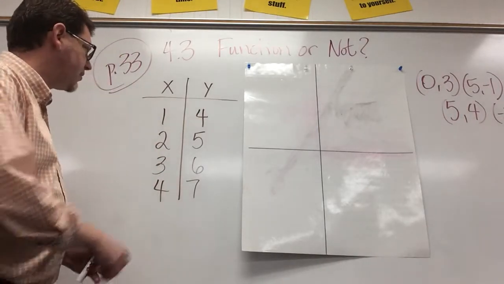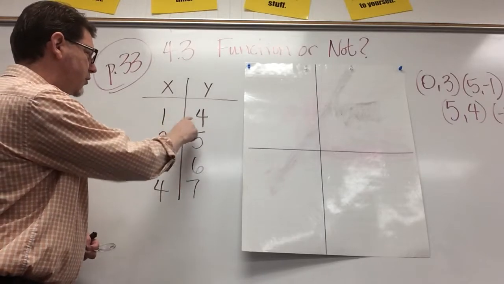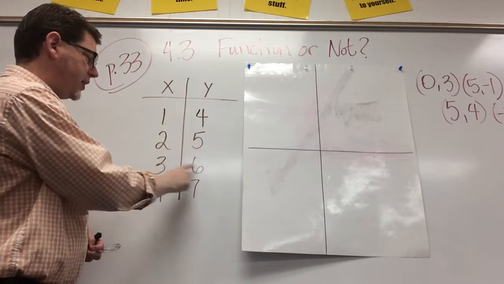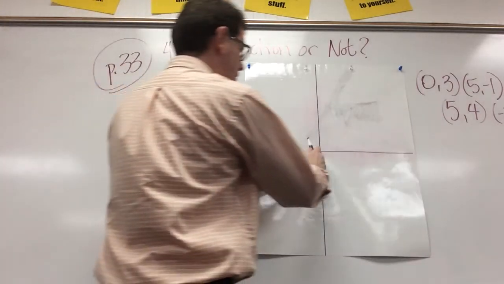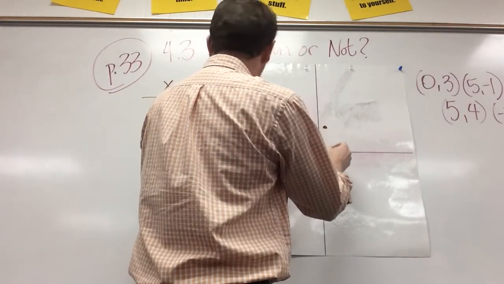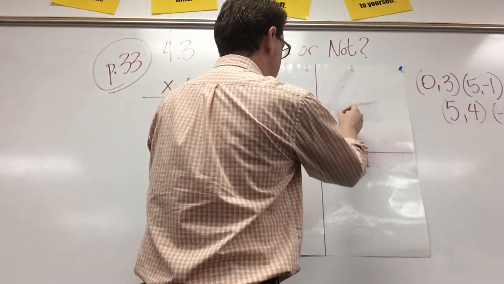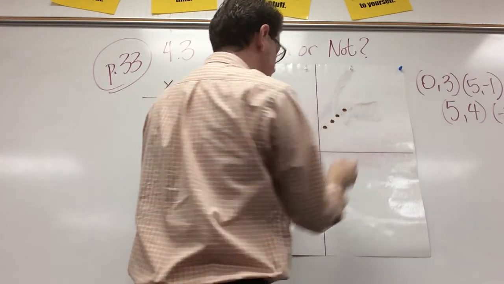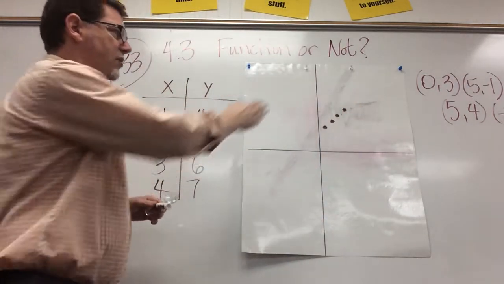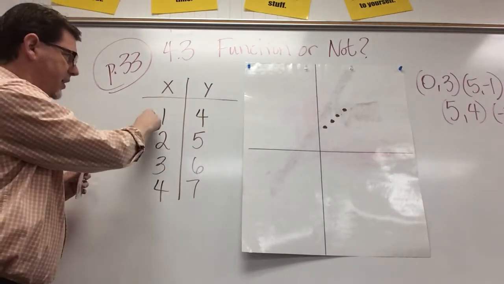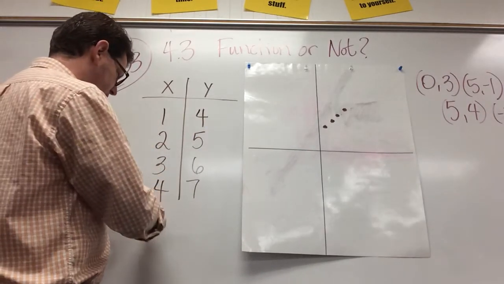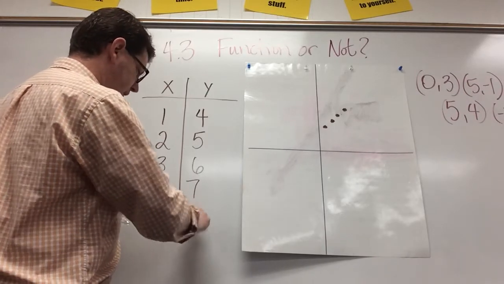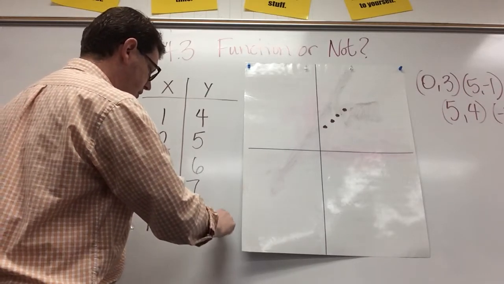So let's check this out. I've got a function: 1, 4, 2, 5, 3, 6, and 4, 7. Let's graph those points. I graphed it. It looks like it could be a line. Does anything in the x repeat? No. So this is yes, it is a function.